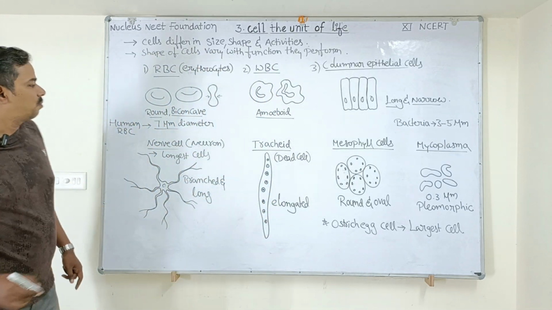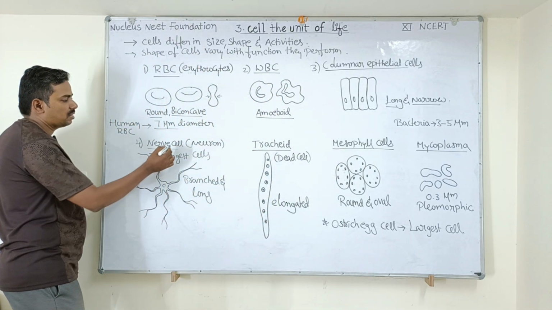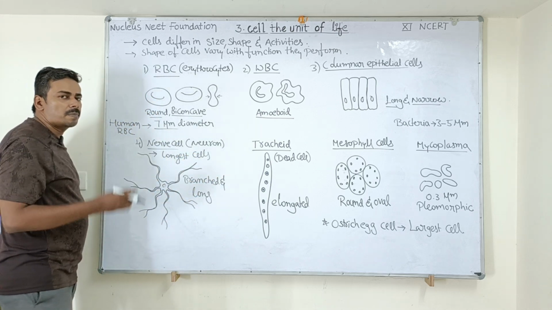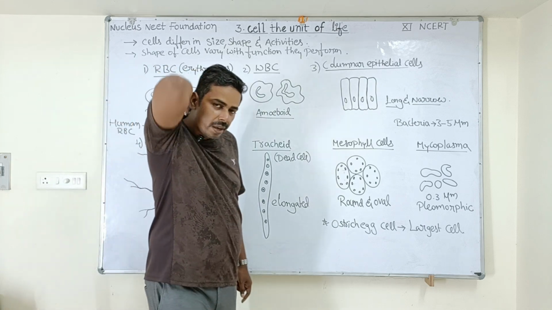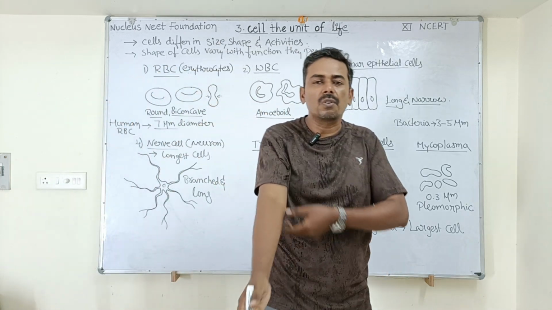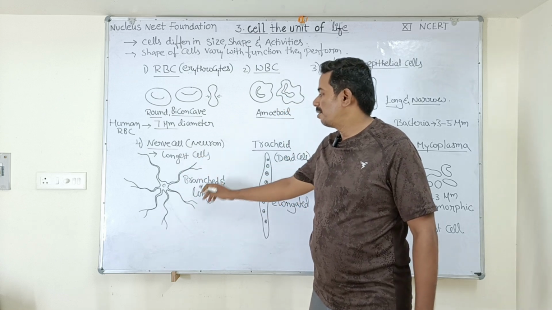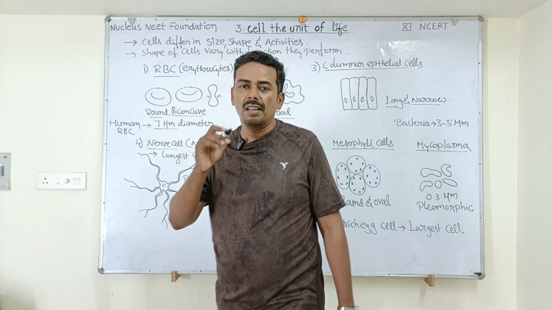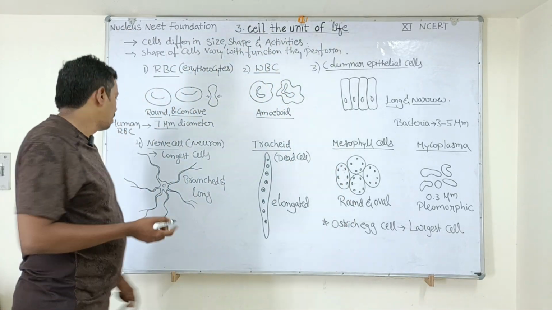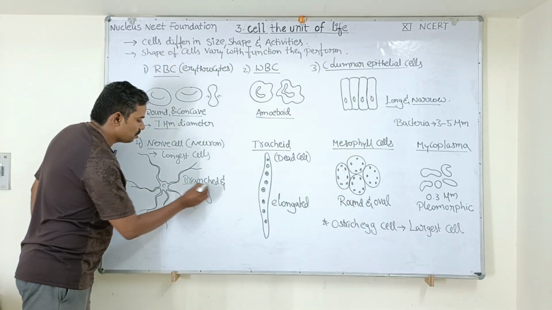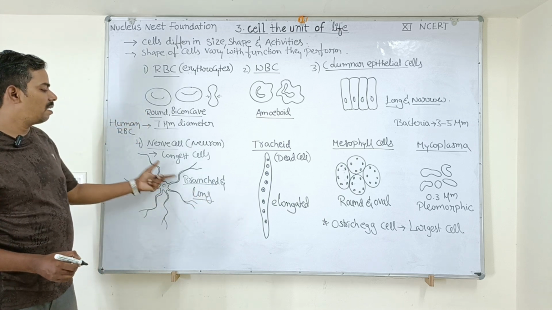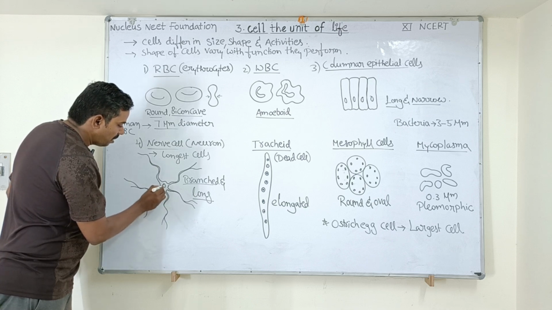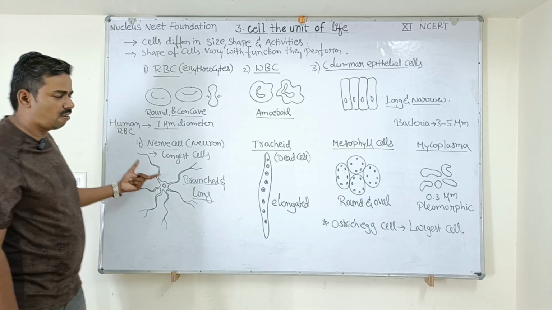Now come to the fourth type of cell, the nerve cell, also called neuron. The nerve cells are present in our brain and also in our spinal cord and also in our nerves. So what is the function of nerve cell? The neuron conducts the nerve impulses, the signals. The nerve cell has a branched long shape. It has several branches radiating in different directions, and it is long, and there is a nucleus even in the neuron.